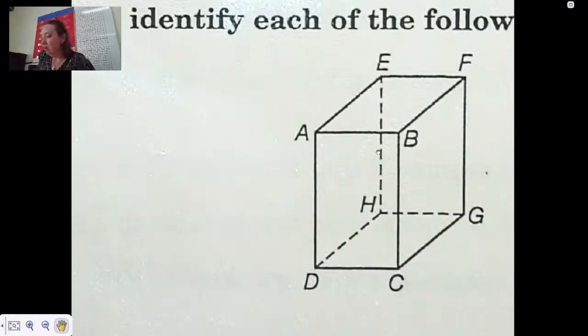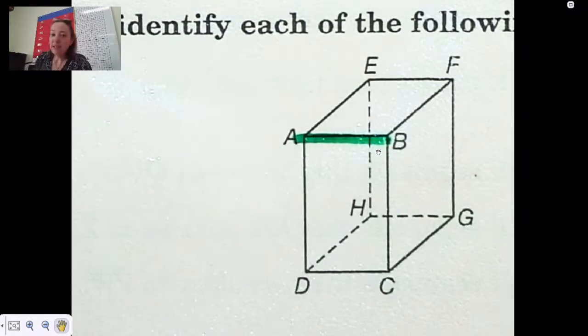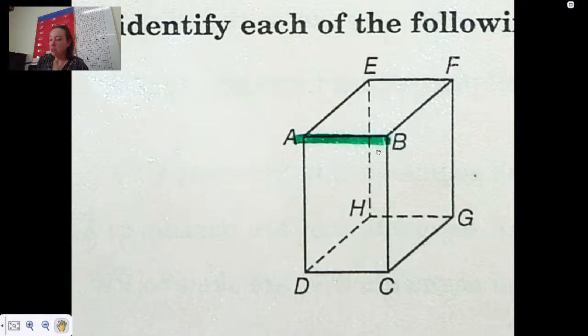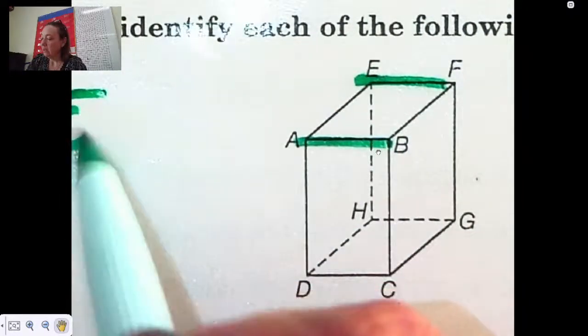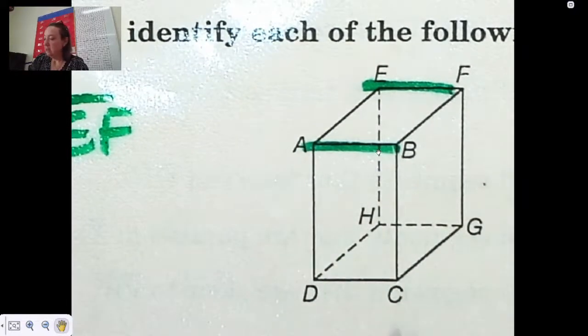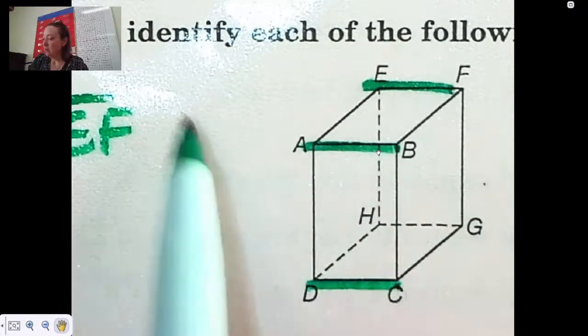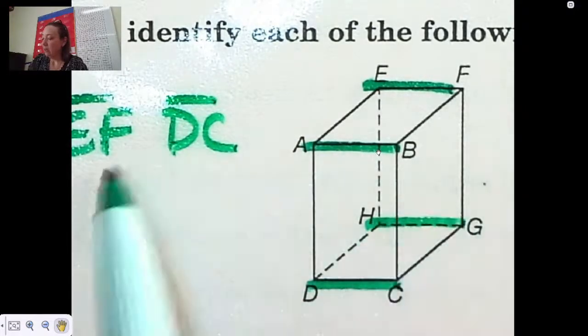Now, let's talk about segments that are parallel to each other. So we've got AB right here. What segments are parallel to AB? Yeah. So EF is parallel, so we're going to write that one. EF, right? What else? DC. DC is parallel, right? And then HG back here.